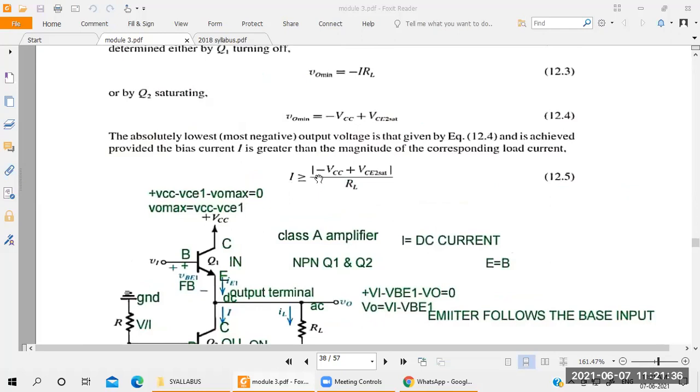You take minus VCC plus VCE saturation 2 divided by R, where 2 means the second transistor. So the biasing current is greater than or equal to, depending on the voltage level, minus VCC plus VCE saturation divided by RL. Understood? So this is the biasing current equation.